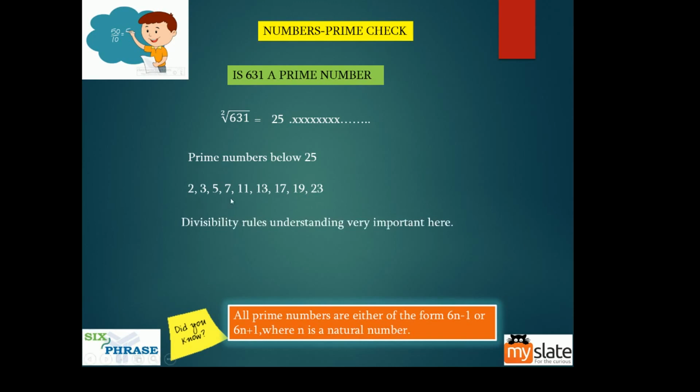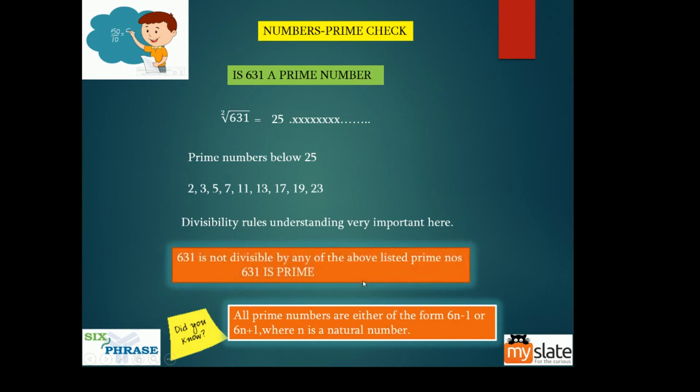Okay, you don't need to sit and divide 631 by all these numbers. There are divisibility rules. Apply the rules, and you will get the answer very quickly. Make sure you understand divisibility rules at least up until 25. You must know divisibility rules up until 25. Now 631 is not divisible by any of these numbers, so the listed number is a prime number.